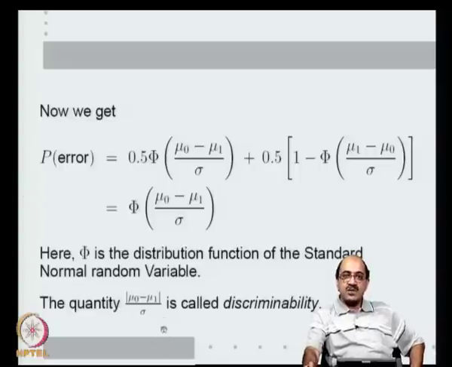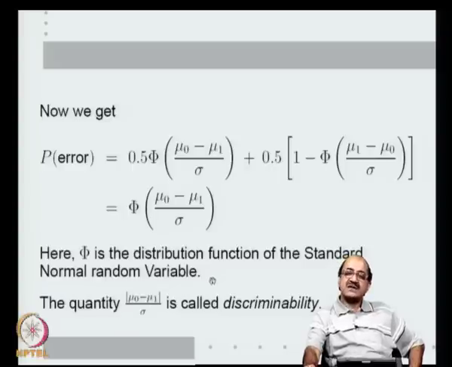The quantity, the absolute value of mu 0 minus mu 1 by sigma, is called the discriminability. Note that we are assuming mu 0 is less than mu 1. So, when the discriminability is large, this will be phi of some large negative quantity, so close to 0. If mu 0 and mu 1 are separated by a large amount relative to the variance, then I make a very small error. If they are separated by a small amount, then I will make a large error, the Bayes error. So, that is why this quantity is called the discriminability.